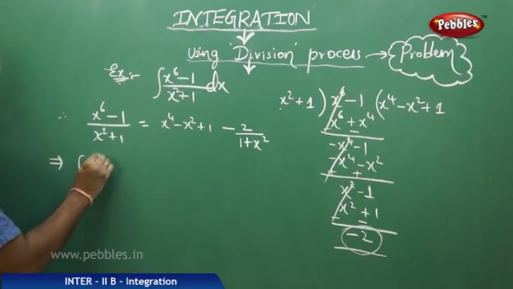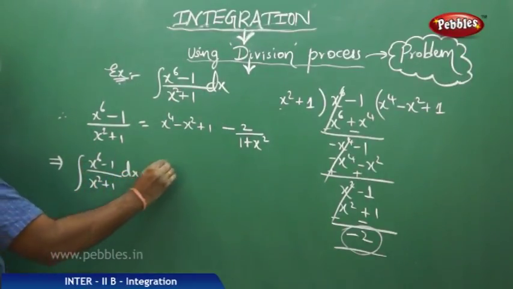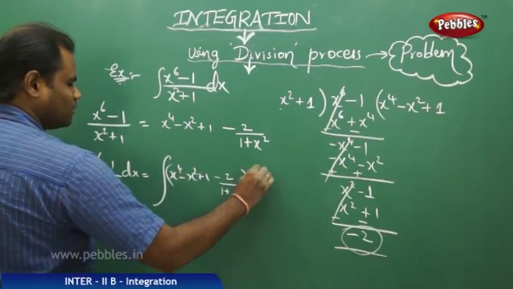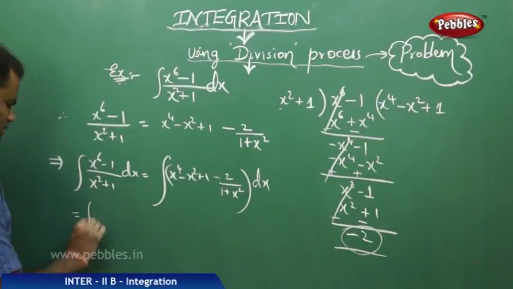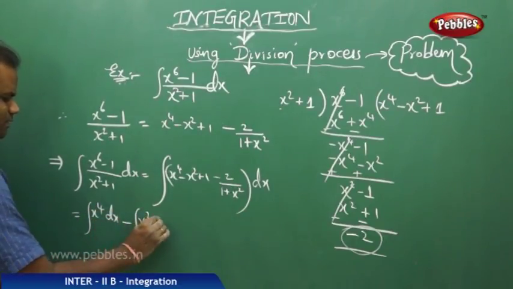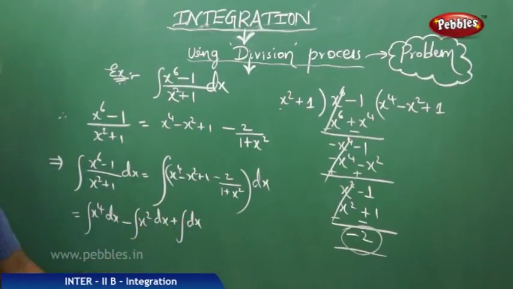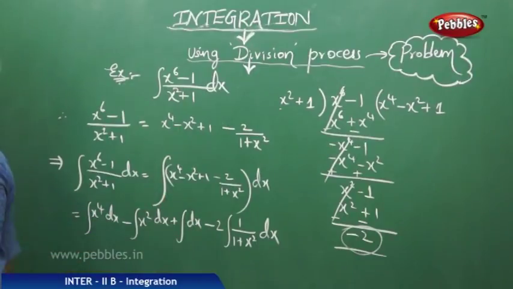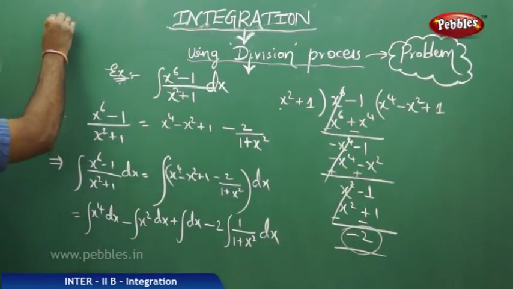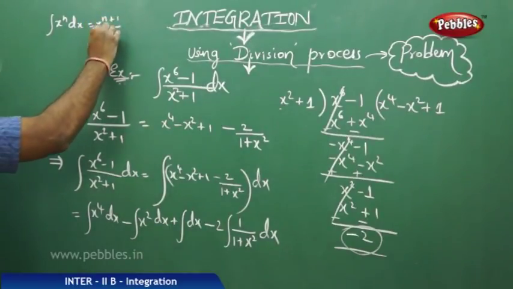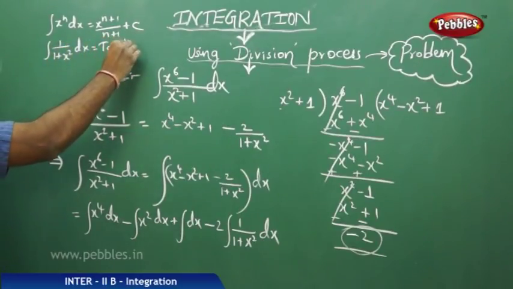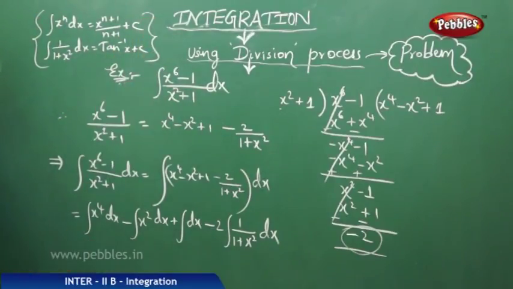That implies integrating on both sides, I get the integral of dx, which on splitting gives us integral x power 4 dx minus integral x squared dx plus integral 1 dx, minus 2 times integral 1 by 1 plus x squared dx. Splitting the integration and taking all constants out, I get this. Then using the standard formulae, we have two standard formulae: integral x power n is x power n plus 1 by n plus 1, and integral 1 by 1 plus x squared is tan inverse x, which are the two formulae I'm going to use here.